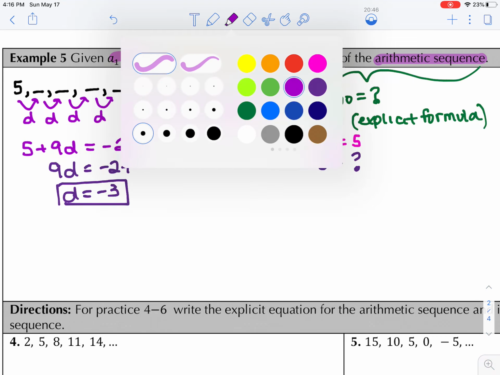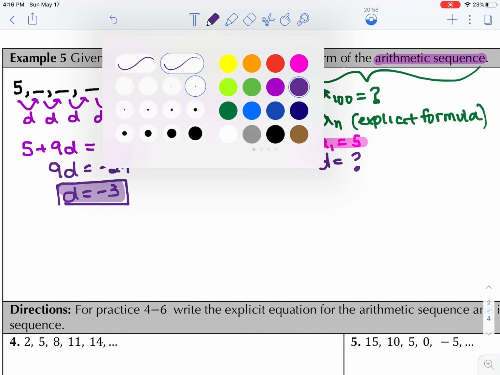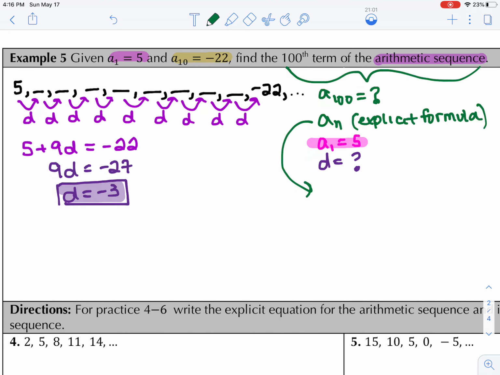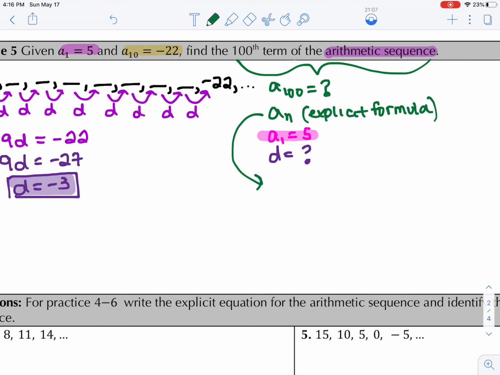Okay, and that is the last piece of information that I need in order to write my a sub n, my explicit formula, right? I needed the value of D, and I also needed a sub 1. Okay, so we're going to use this information and guidance from examples 3 and 4, reminding us that in order to find a sub n, we need our first term, a sub 1, plus our common difference times n minus 1. And we were given that a sub 1 is equal to 5, and we just found that our common difference was negative 3. So we'll take negative 3 times n minus 1. And that is our a sub n value.